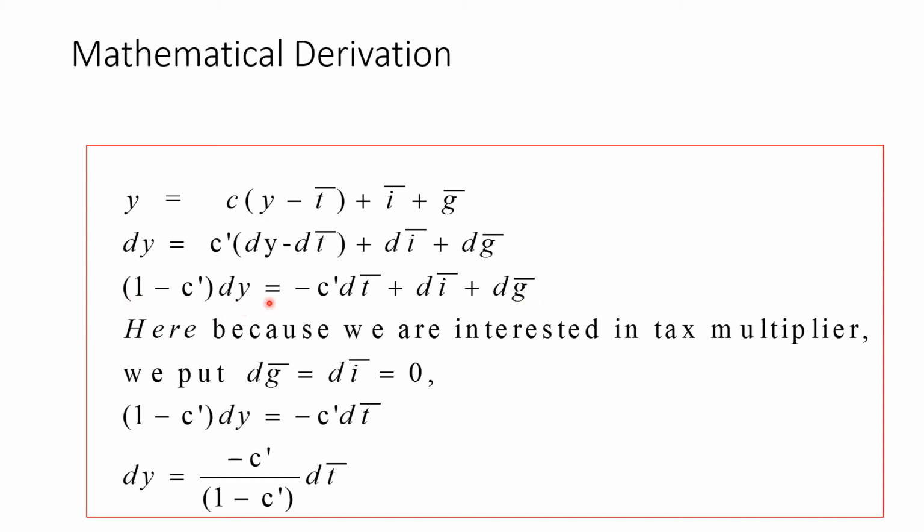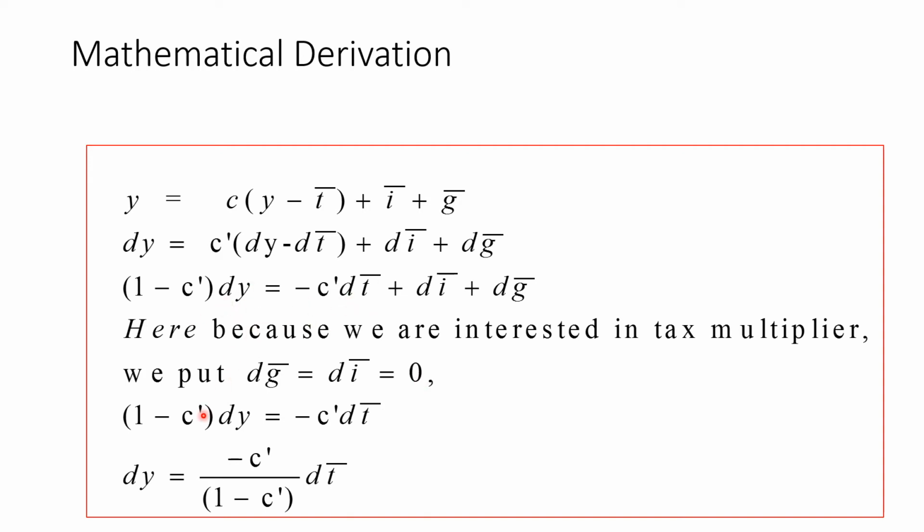Up to this point, it's exactly the same. But as we are interested in dt bar, because we are doing comparative statics, we can't keep dt bar, dI bar and dg bar all together. If you change g bar, t bar and I bar all together, everything is changing, and you will not be able to understand whether the change in y is because of t, I or g. So we are putting dg bar and dI bar equal to 0, just keeping this one.